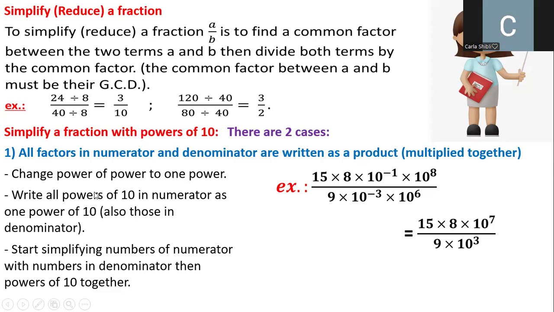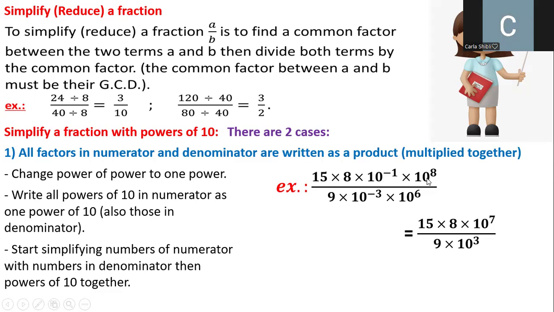What should we do in this case? We should follow these steps. Change the power of power to 1 power. If you have a power of power, you change it to 1 power. Here, we do not have a power of power. We should write all powers of 10 in the numerator as 1 power of 10, also those in the denominator.